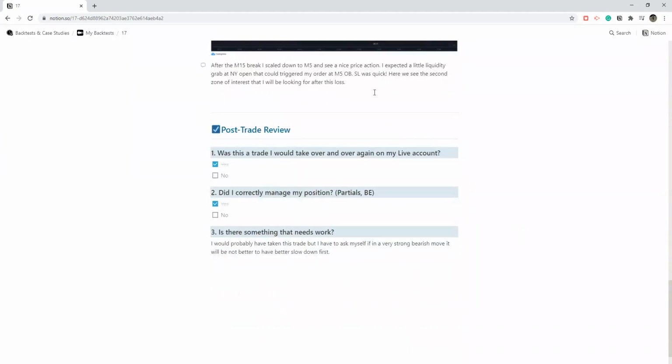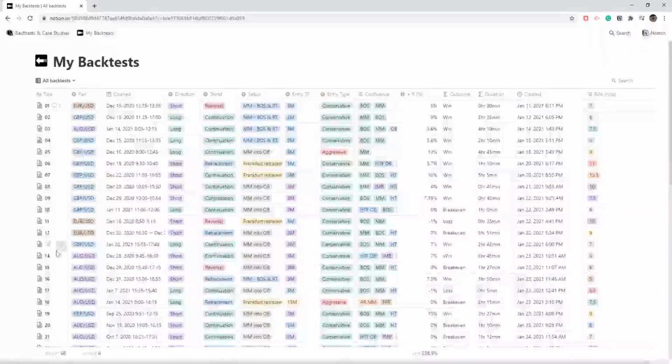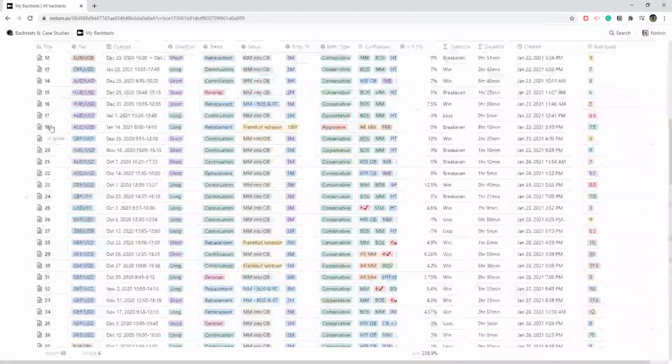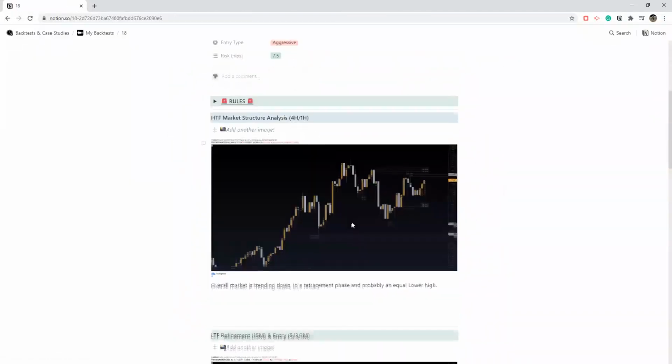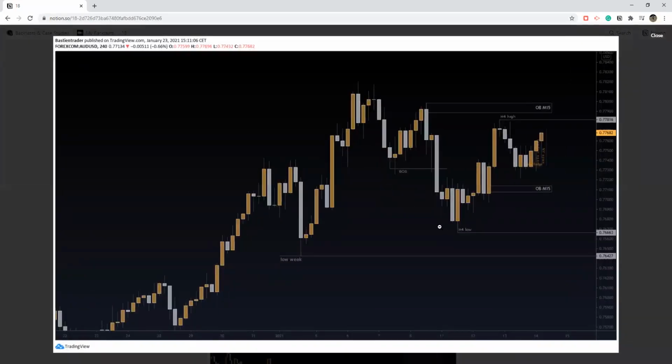Stop loss was quick. Here we see the second one that we're looking after this loss. Let's see if we actually look at it later. Maybe. Straight 18. Oh no. So push to the downside, pull back, break above, pull back, higher low.